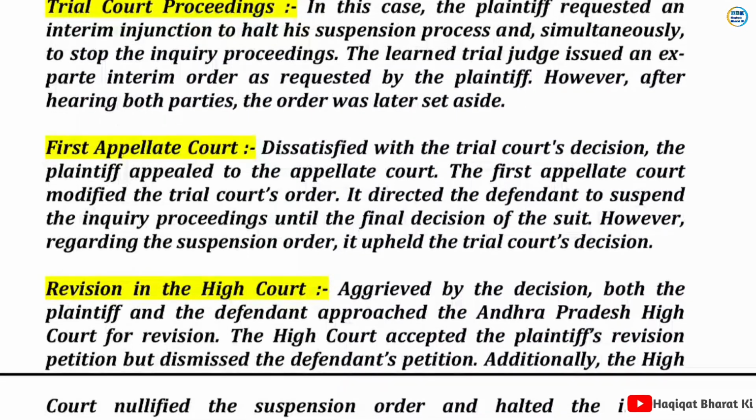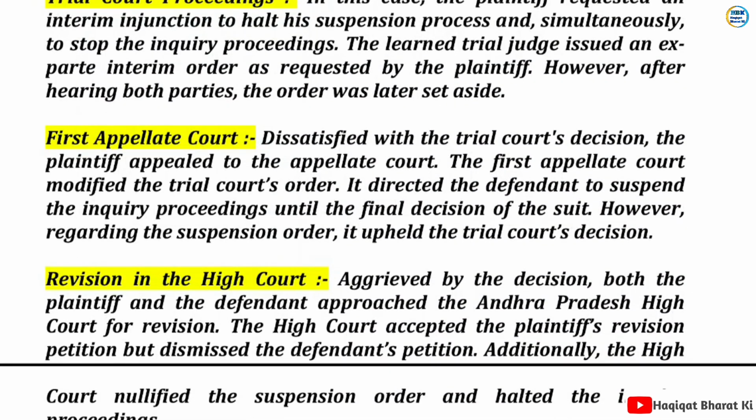First appellate court. Dissatisfied with the trial court decision, the plaintiff appealed to the appellate court. The first appellate court modified the trial court's order. It directed the defendant to suspend the inquiry proceedings until the final decision of the suit. However, regarding the suspension order, it upheld the trial court's decision.